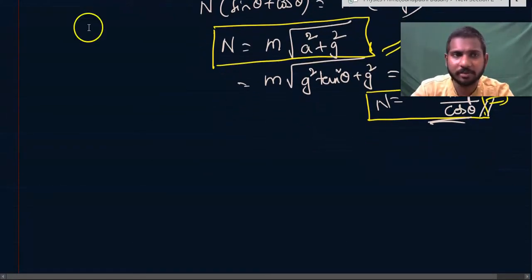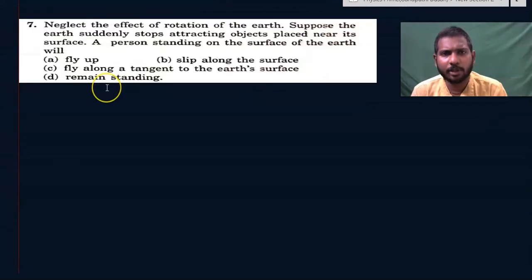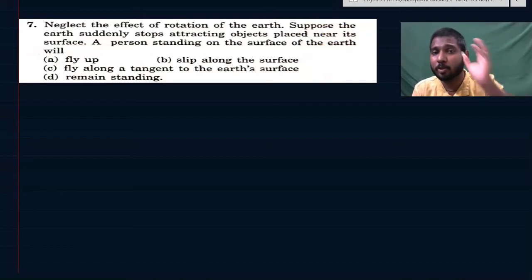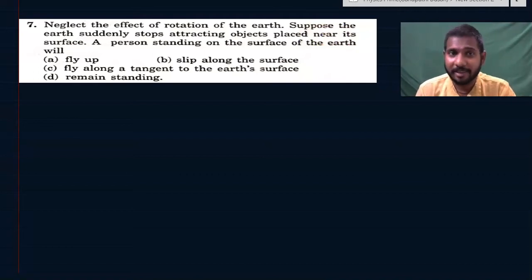Let us go to the next question. Rotation of the earth. Suppose the earth suddenly stops attracting objects placed near its surface. A person standing on the surface of the earth will... You see this question carefully, because in a number of places the solution to this question is given wrong. You need to be very careful in solving this question.